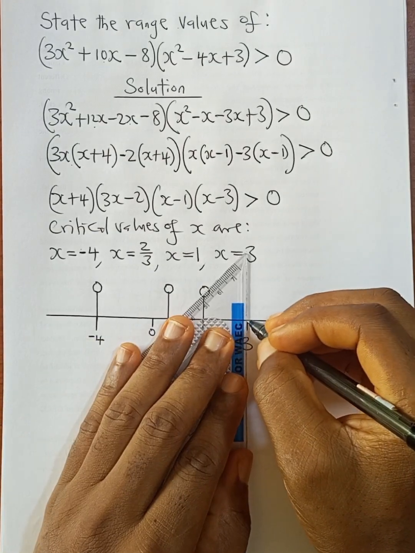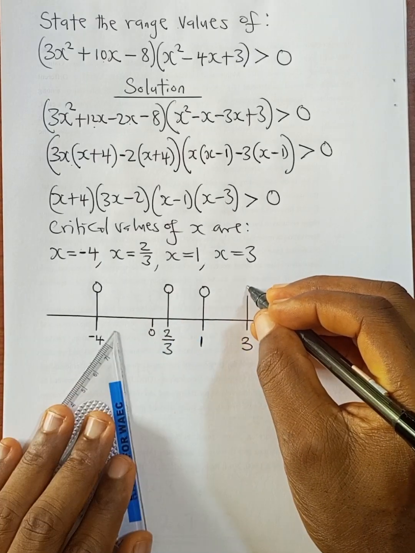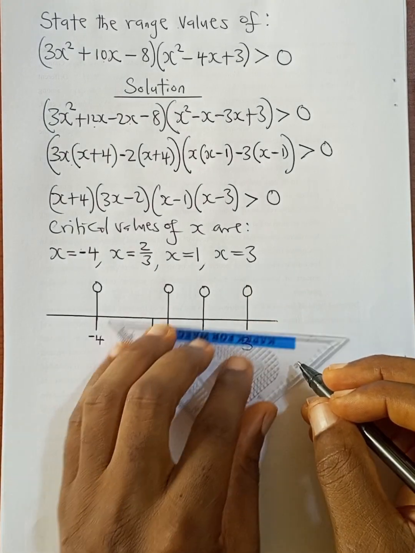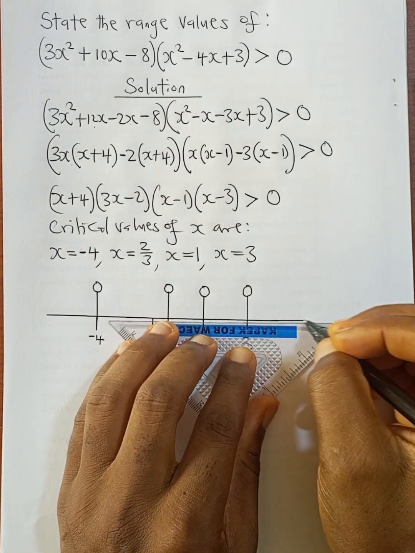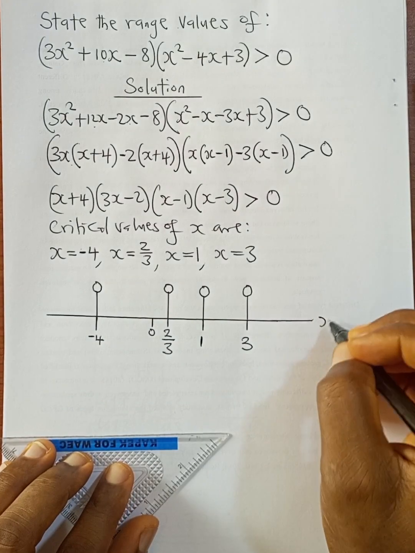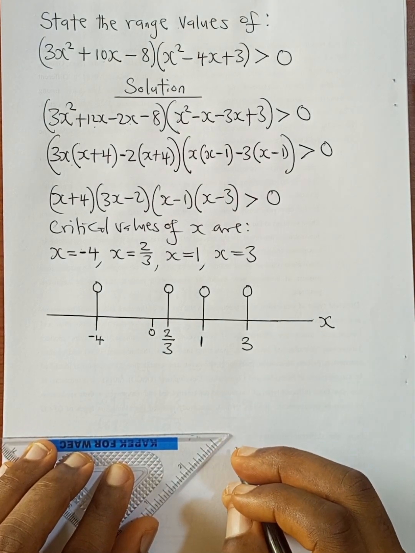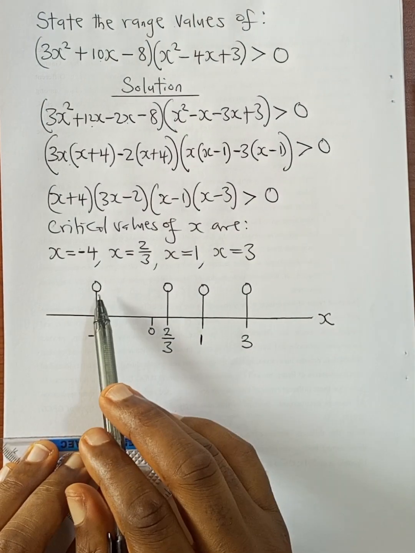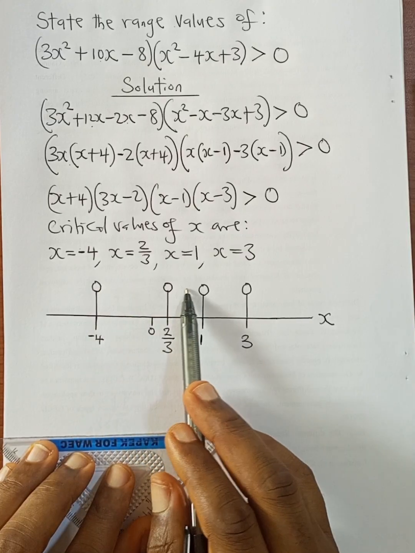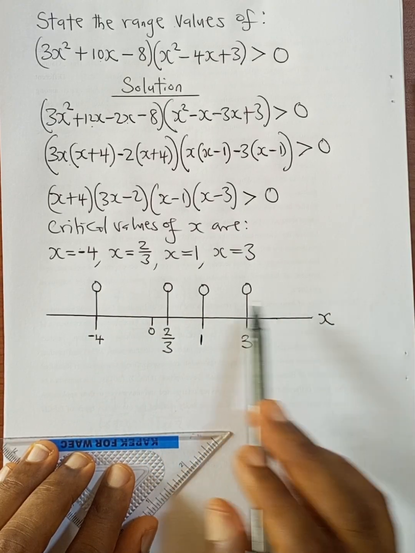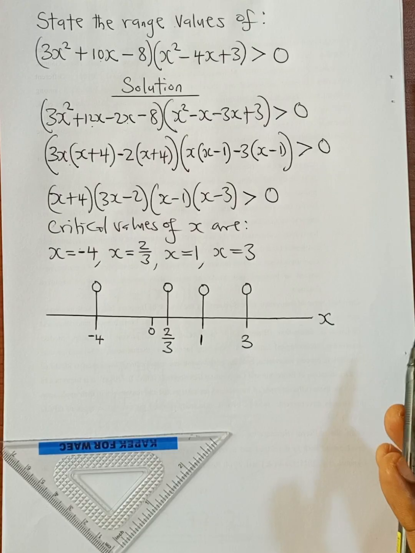There is no need shading anyone because there is no possibility of having greater than or equal to. So all of them will not, there is no one that will be shaded. Here is x. So the question now is, how do we know whether these two will join, or it is these two that will join, or this will go like this, or this will go like this? How do we know the direction?